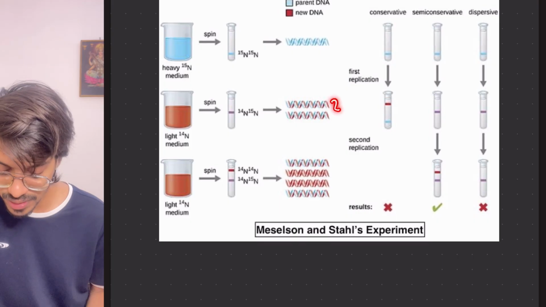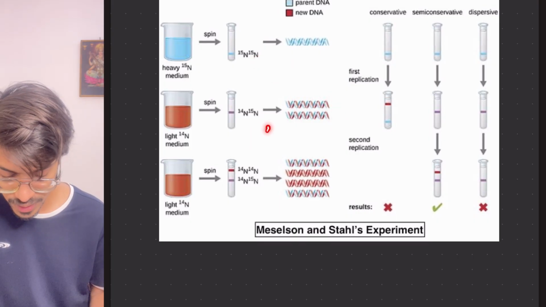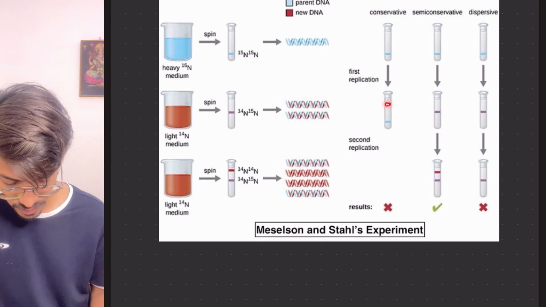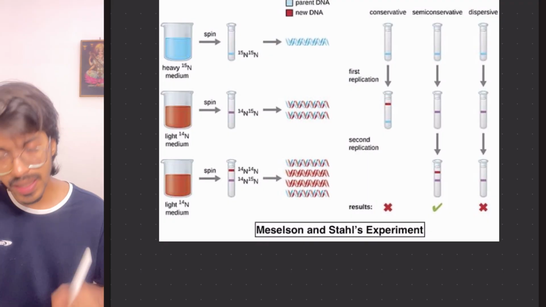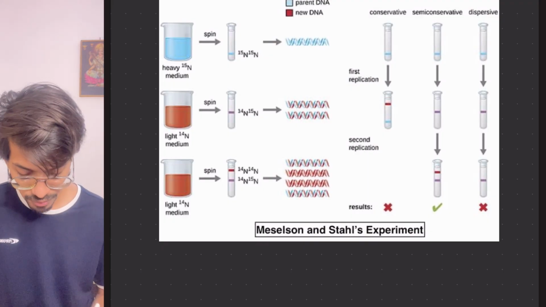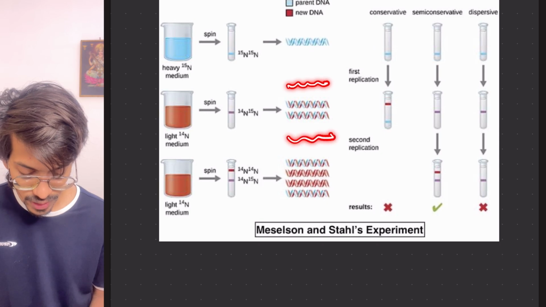But this will be lighter than this one because this was 30. This is 29 only. So this will be what? Lighter. So you will see that something which is lighter is present over here. Then they did replication of it again, and this time they found that N15, N14 separate.